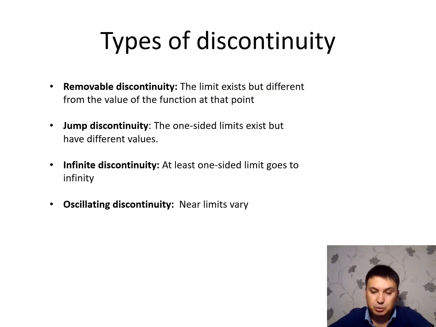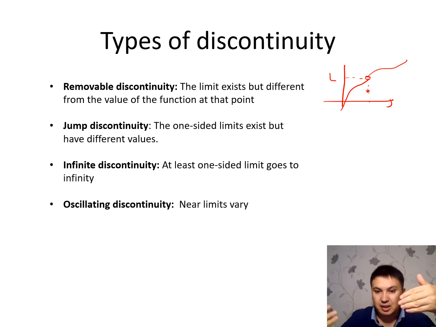There are different kinds of discontinuity, so let's discuss the four types. The first one is removable discontinuity. So the limit exists, but it's different from the value of the function at that point. So this is an example. You have some function like this. However, the limit exists, but the function here either doesn't exist or it's at a different point. So if I were to replace this value with whatever the limit is, then it would become continuous, right? So there is a possibility to fix it, by just replacing one point.